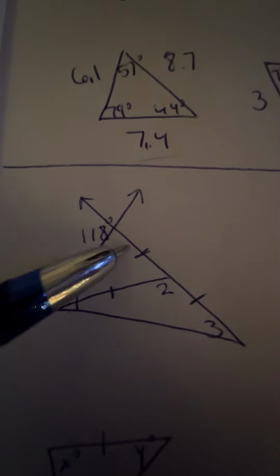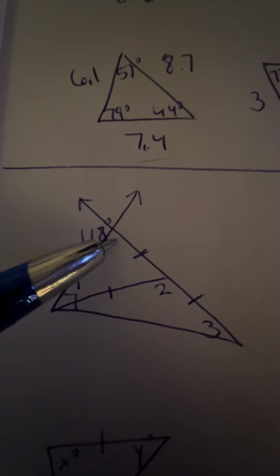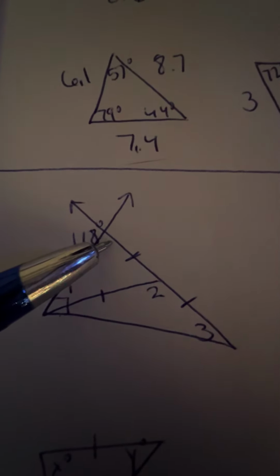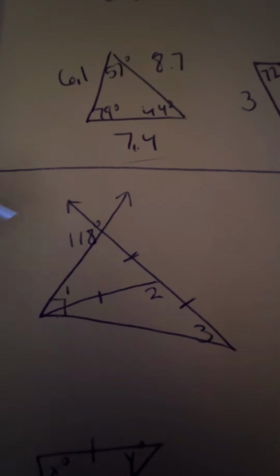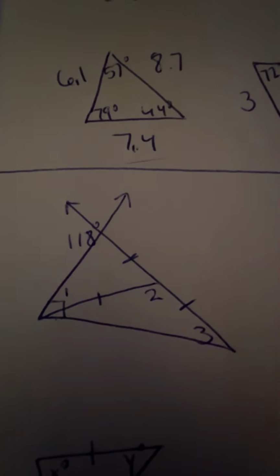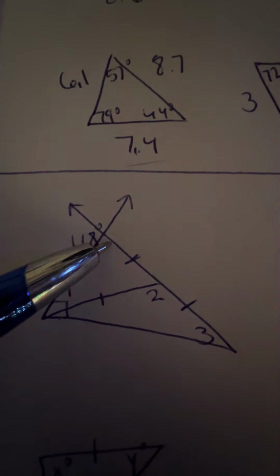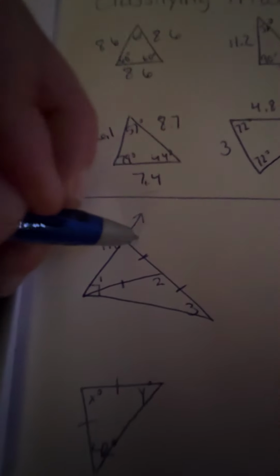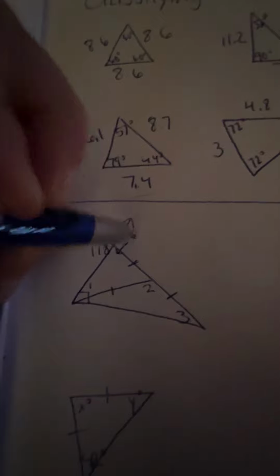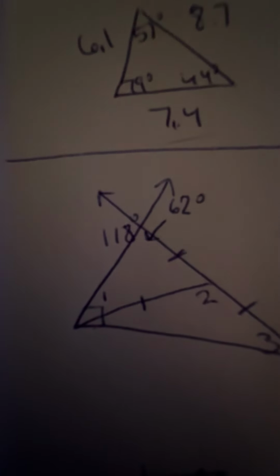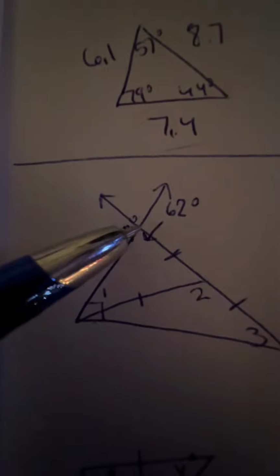So I'm going to use supplementary angles to figure out the angle measurement right here. I'm going to subtract 118 from 180 because supplementary angles add up to 180. And when I do that, I know that this angle would have to be 62 degrees right here. So I'm just going to plot that right there. So that's 62 degrees.